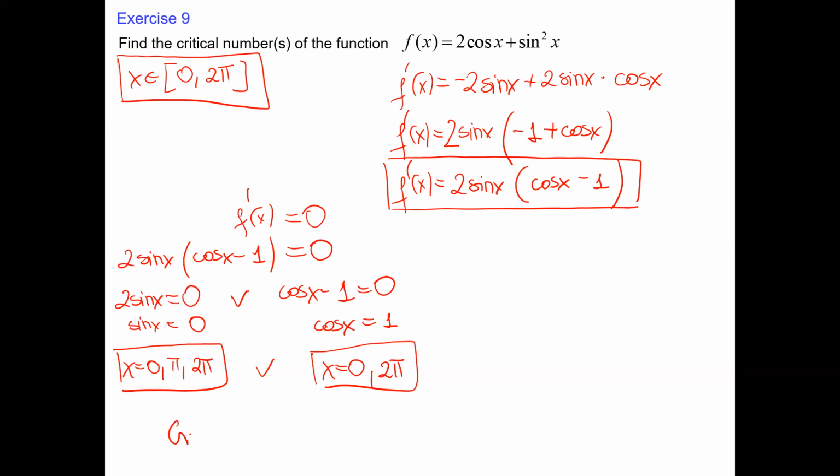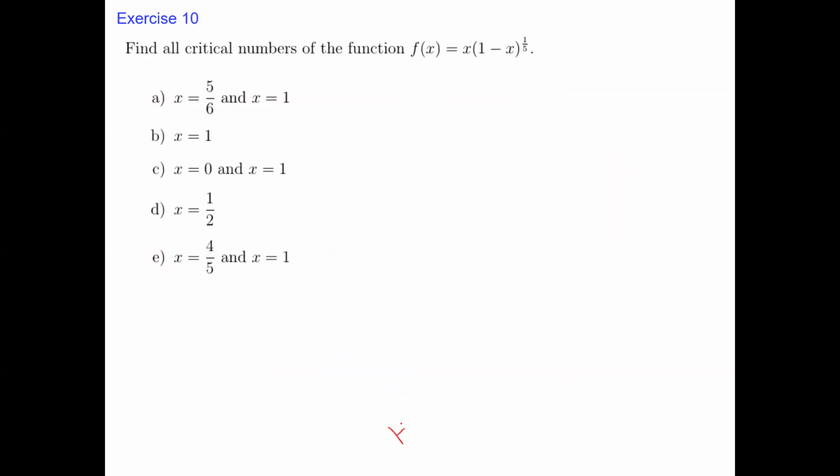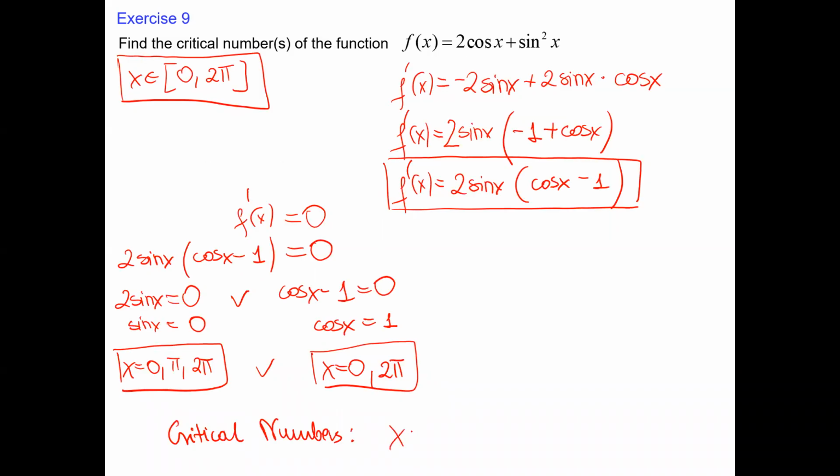So we can say critical numbers are x equals 0, pi and 2 pi, because 0 and 2 pi is repeated. Okay, and all of them are in the domain. 0 and 2 pi are the endpoints, but still they are important numbers, because at the endpoints we don't know what's happening.